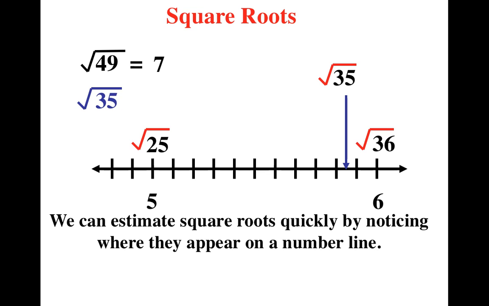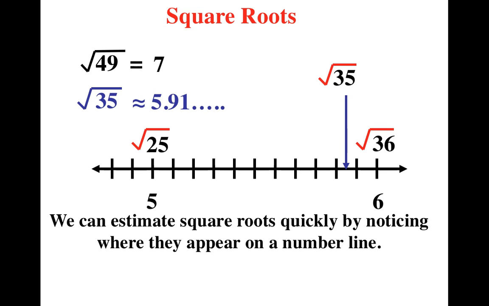We can estimate these square roots quickly by noticing where they appear on the number line. Would the answer be 5.2? No, 5.2 would be somewhere over here. Would the answer be 5.5? No, that would be somewhere over here. Would it be about 5.9? Yeah, could be. And the answer would be about 5.91, etc. If you wanted to use a calculator, you could figure that out.